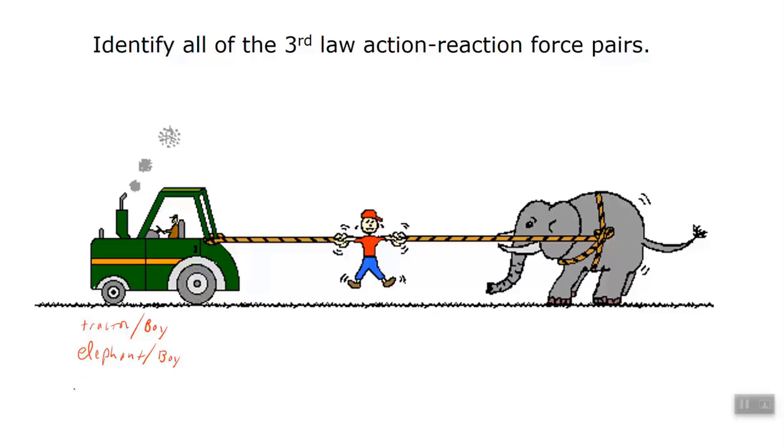A tractor wouldn't be able to move forward if there weren't friction between its wheels and the ground. That's how forward motion happens. So there's a force between the tractor and the ground. Happens to be facilitated by friction. But those are the agents that are applying the force, the tractor and the ground. Not to mention the elephant and the ground. So we have four pairs of forces. Tractor on boy, boy on tractor, elephant on boy, boy on elephant, tractor on ground, ground on tractor, elephant on ground, ground on elephant. And those are called third law pairs.